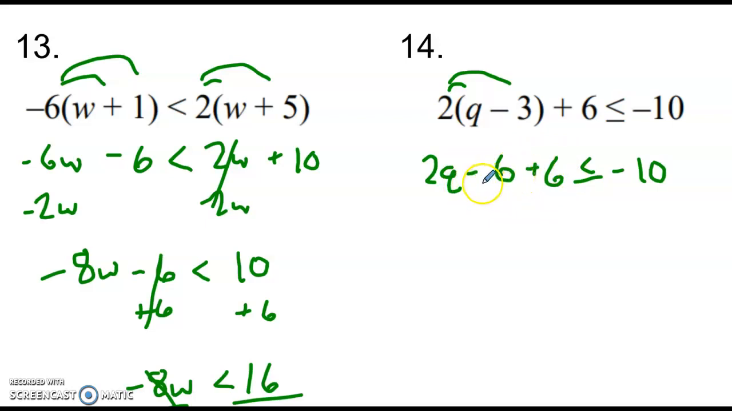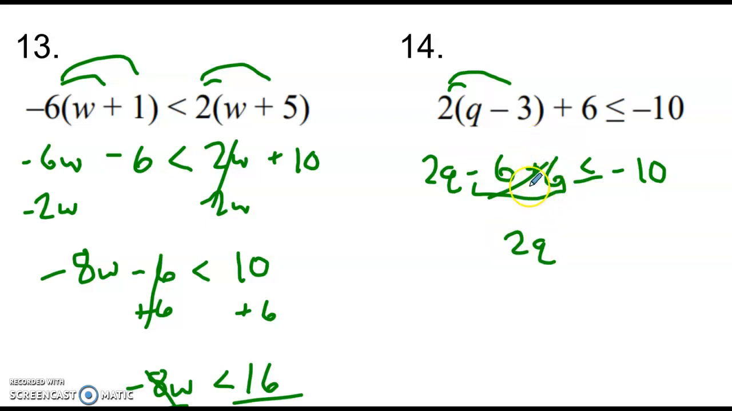They're going to cancel each other out. -6 plus 6 is 0. So this whole thing just simplifies to 0, and I'm going to be left with 2q. So this really just becomes a one-step problem, if you can see that.